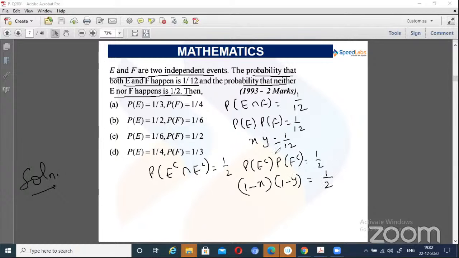We have two equations. XY is 1 by 12 and 1 minus X into 1 minus Y is 1 by 2. Solve them both, you'll get the answer. Any questions here? हो जाएगा ये? To the next one.